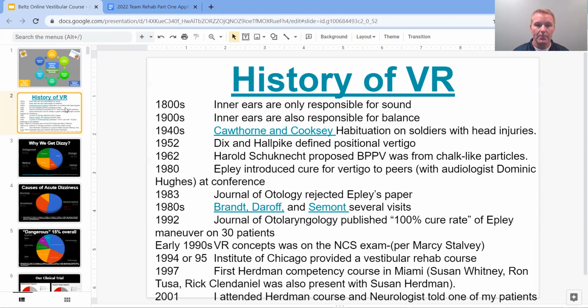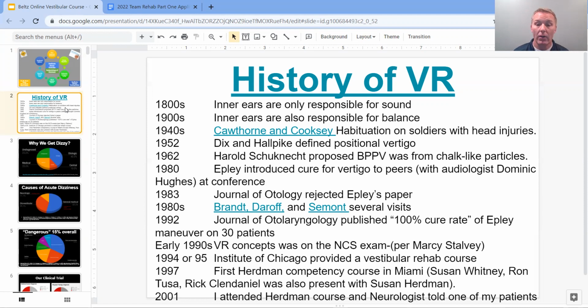to do about that. It wasn't until 1980 when John Epley, accompanied by his audiologist, Dominic Hughes, figured out that there could be a way to potentially put these calcium crystals back where they're supposed to go. Pretty amazing stuff. But they were met with great resistance when they tried to present their idea to the Journal of Otology and to their peers at conferences.